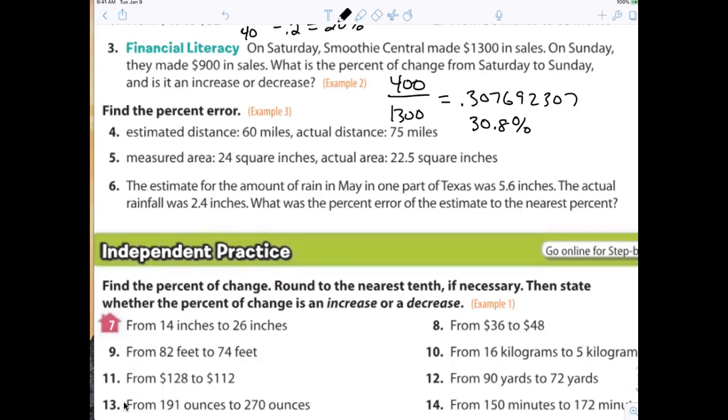I said round it to the nearest tenth of a percent. If you're sitting there going, I don't know how to round numbers, put your hand up and I'll explain how to round numbers. We can reminisce back to second grade if you want.